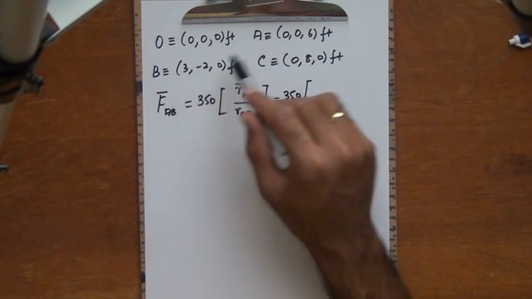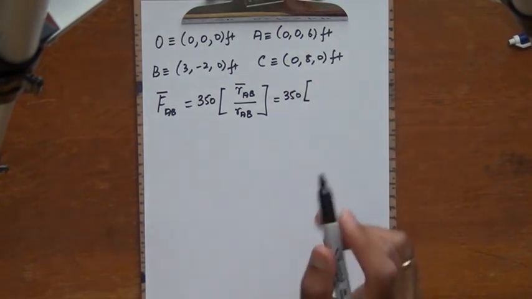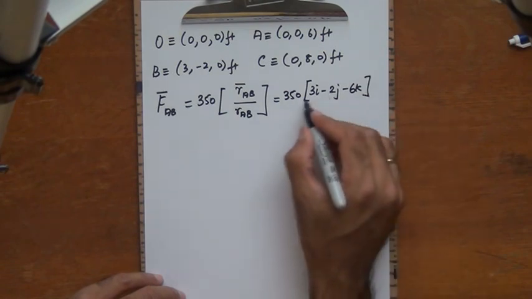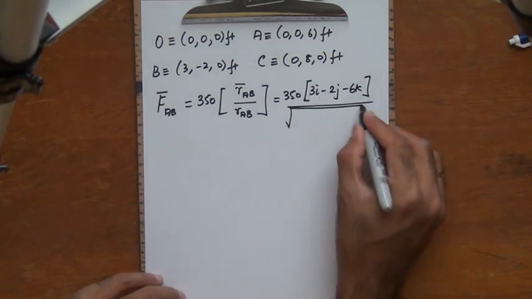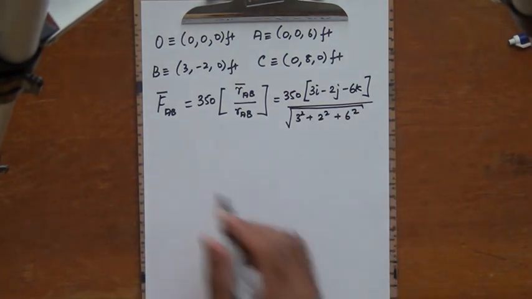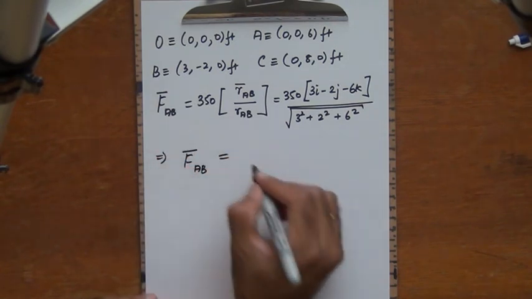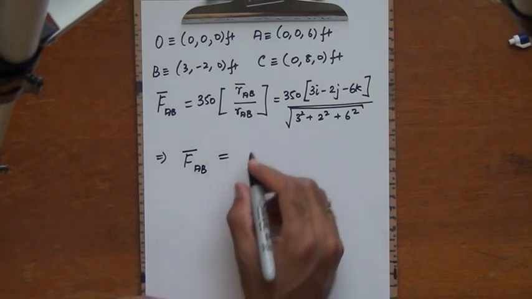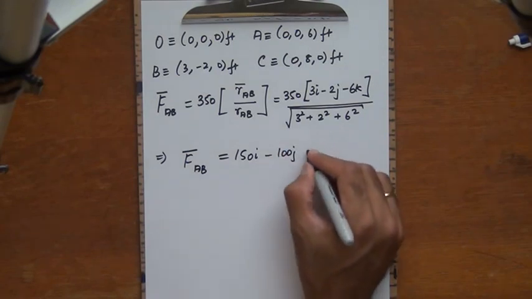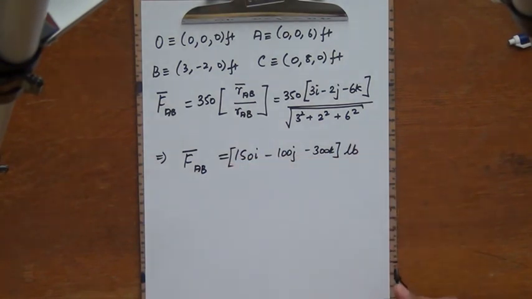Point B is the last point, so this is 3 minus 0, so 3i, minus 2 minus 0, minus 2j, 0 minus 6, or minus 6k. So 3i minus 2j minus 6k divided by the square root of the sum of the squares of 3 squared, 2 squared, 6 squared, which is 7. And so if I simplify all of these, FAB I get to be the following. So this is going to be 150i minus 100j minus 300k, so many pounds. Right, so this is one of our next steps.